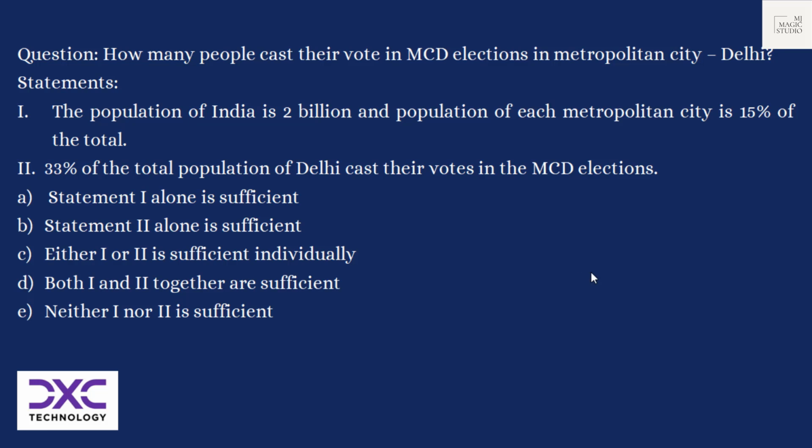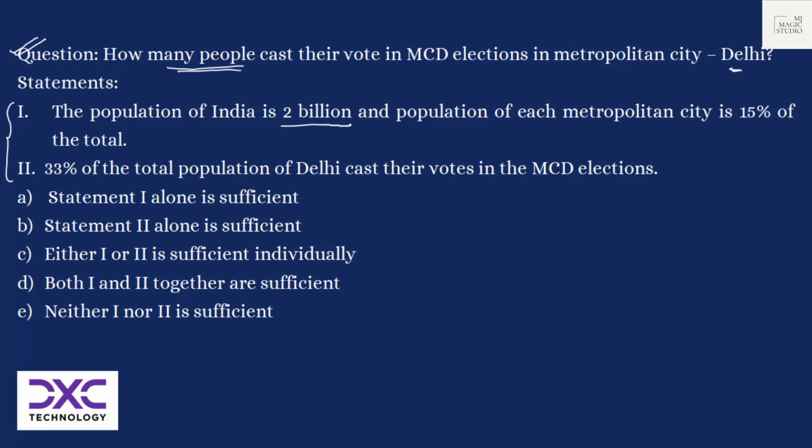The next one on your screen is deductive data sufficiency. Sorry, it is not deductive logic, it is data sufficiency. A question would be given and two statements are there. We need to identify whether we can answer the given question or not with the given statements. So give it a try. So our question is, how many people cast their vote in MCD election in a metropolitan city, Delhi? How many people? We need the number.